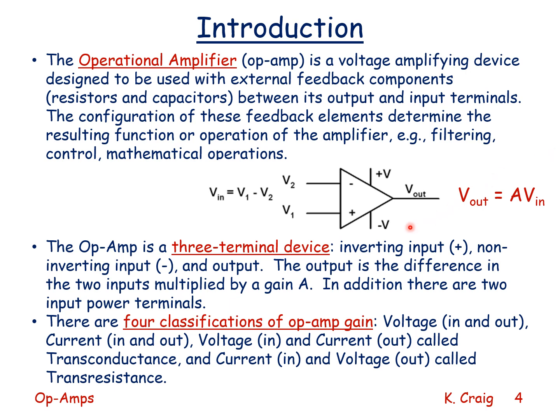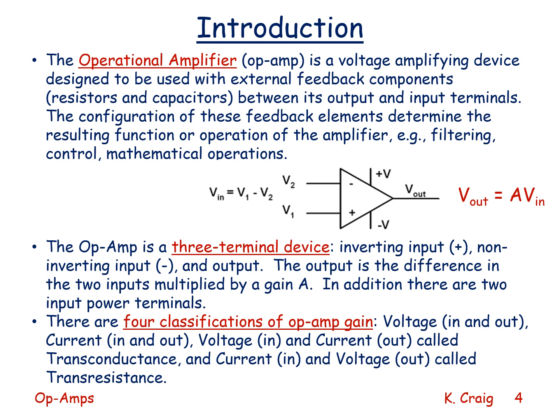A typical op-amp has 5 pins: a non-inverting input, an inverting input, an output, and 2 power supply pins, one for plus voltage, one for minus voltage. The relationship between the output and the input is that Vout equals some gain A times Vin, where Vin is the non-inverting input V1 minus the inverting input V2.